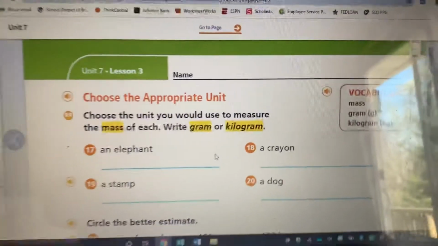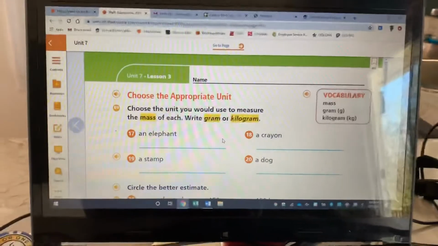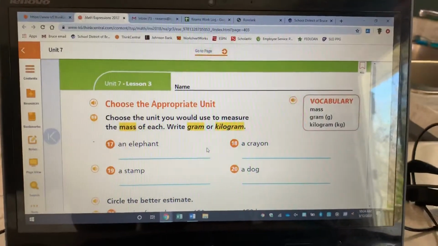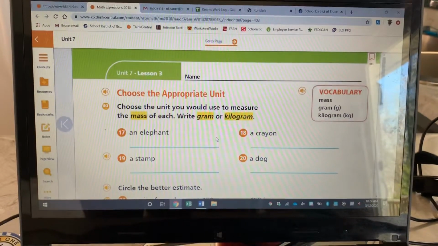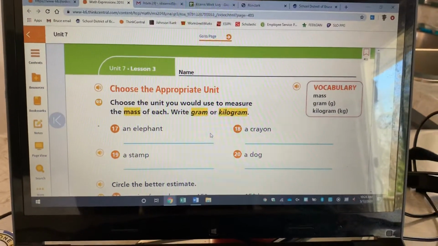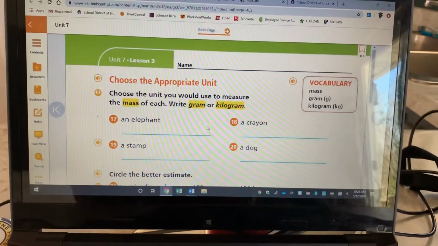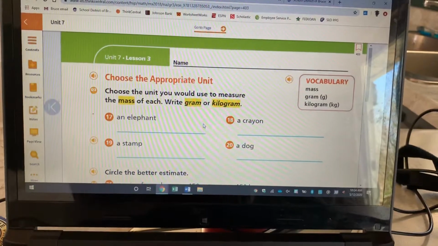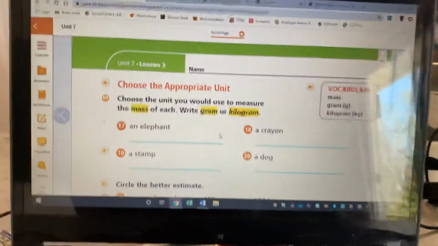And then the kilogram, that's much bigger than a gram. Kilo we know means 1,000, like kilometer is 1,000 meters for measuring distance in metric. Kilogram is 1,000 grams. And for this first part, we're just going to be guessing, kind of estimating what we would use to measure the mass of these objects. Let's just go through them.